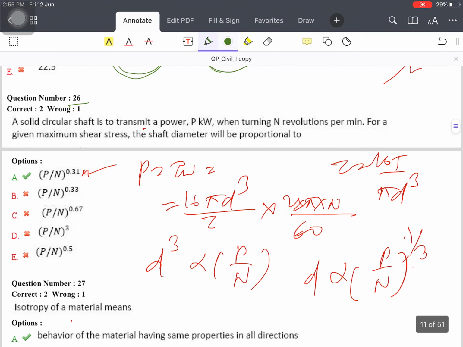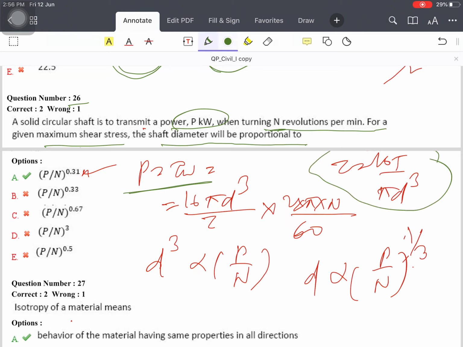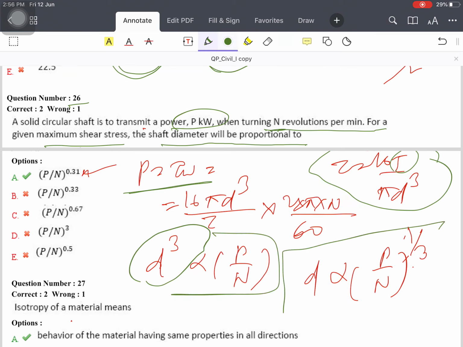Question 26. A solid circular shaft is to transmit a power P kilowatt when turning n revolutions per minute for a given maximum shear stress. The shaft diameter will be proportional to... P equals T omega. So tau equals 16T by pi d cubed. So the value of T will be tau times pi d cubed by 16, and omega is 2 pi n by 60. So this is the relation: d cubed is proportional to P by n. That means d is proportional to (P by n) to the power 1 by 3. 1 by 3 is written in the form 0.31.